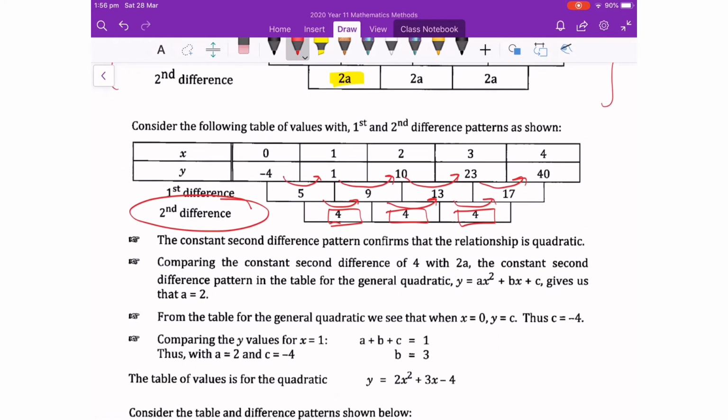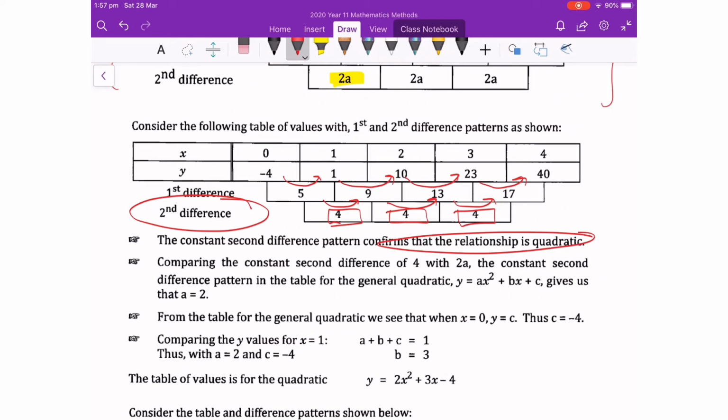Okay, so I've got a few important things that I want you to note here as well. Like I just mentioned, the constant second difference pattern confirms that it's quadratic, because that is constantly going up by 4. Now what we're going to do is use these numbers to find out what the quadratic rule is. So here it says, comparing the constant second difference pattern of 4 with 2a, the constant second difference pattern in the table for the generic quadratic gives us that a equals 2.